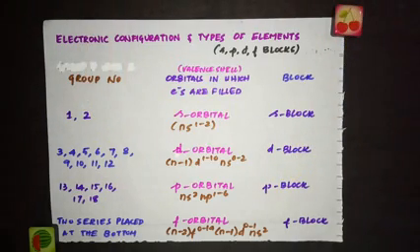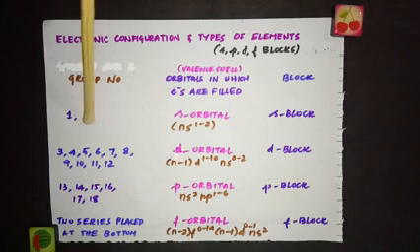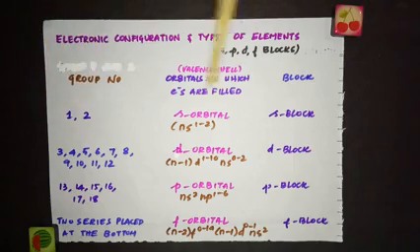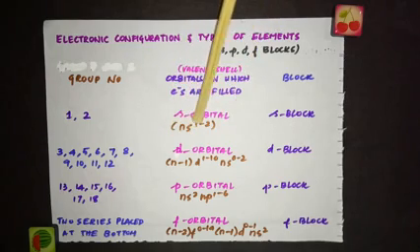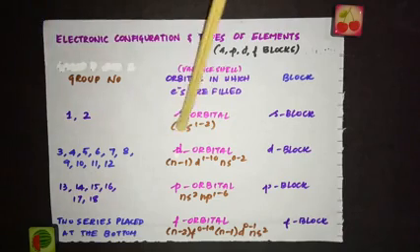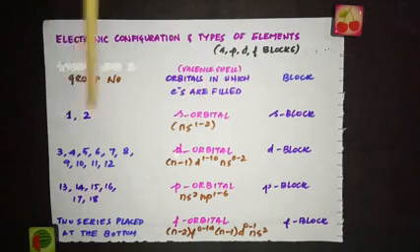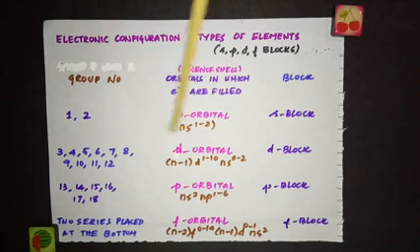And just like how we have written ns1 as the general electronic configuration of group 1 elements, we can write the general electronic configuration of group 2 elements as ns2. So as a whole, for the s block elements, you can write the electronic configuration as ns1 to 2. If it is ns1, then they belong to the first group. If it is ns2, they belong to the second group. This n can be 2, 3, 4, 5.